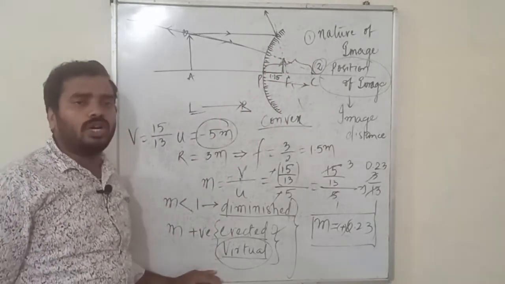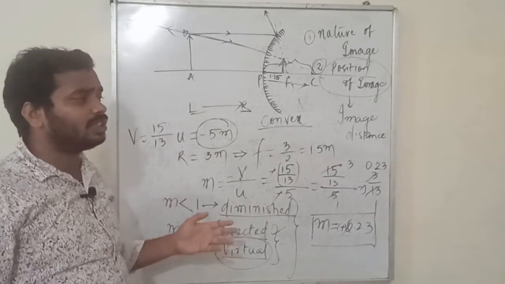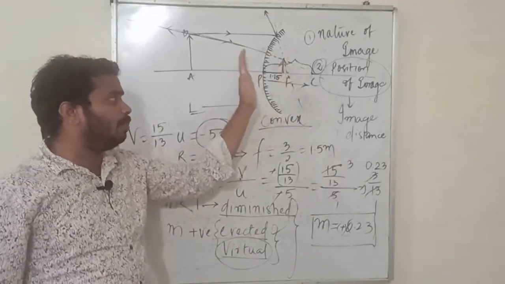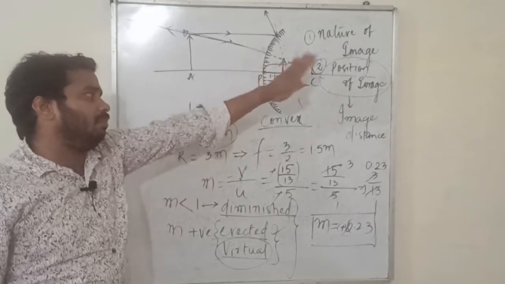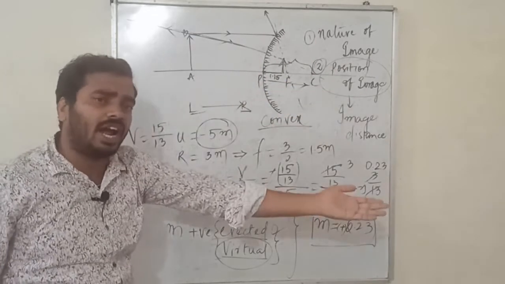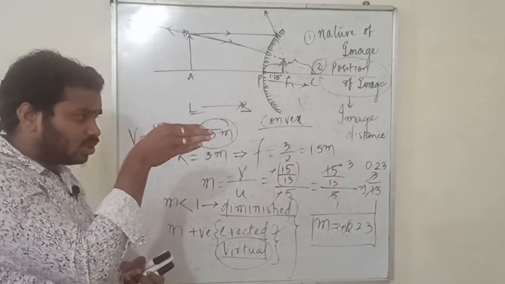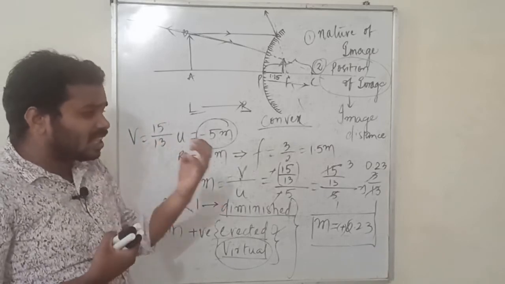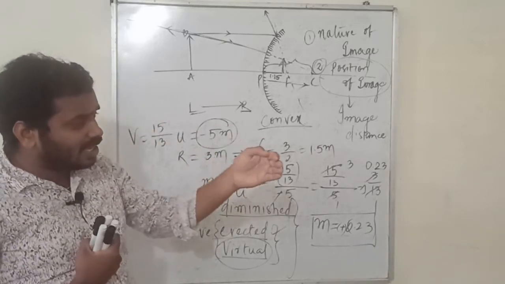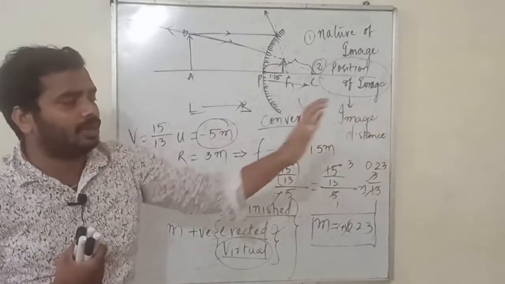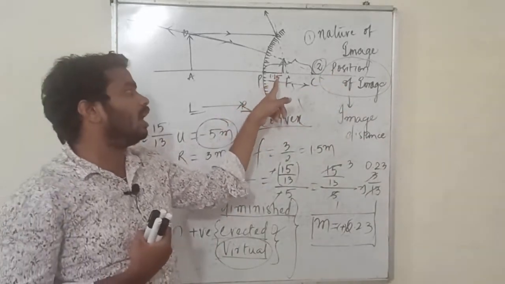erect and virtual. Virtual is an image which cannot be captured. That means the image won't actually be forming behind the mirror. Like if you see into the mirror, the image appears to be 1.15 meters into the mirror.